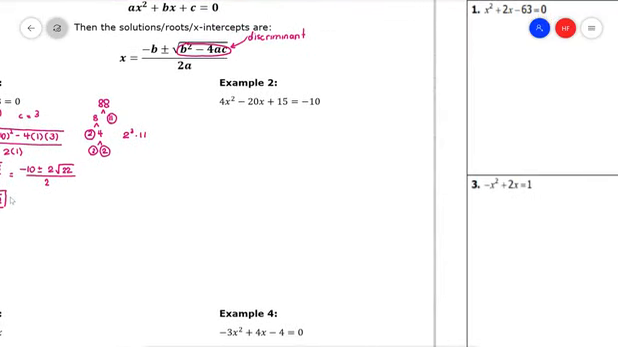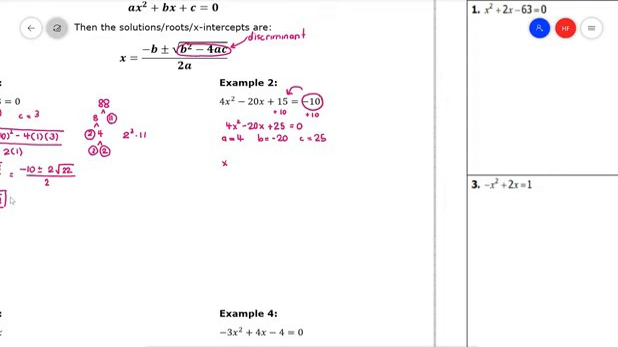We need this to be in standard form, and I see that it's not. I want to move this to the other side, so I'm going to add 10. I get 4x squared minus 20x plus 25 equals 0. Now I have it in standard form, and I need to write out what my coefficients are. So a is 4, b is negative 20, and c is 25.